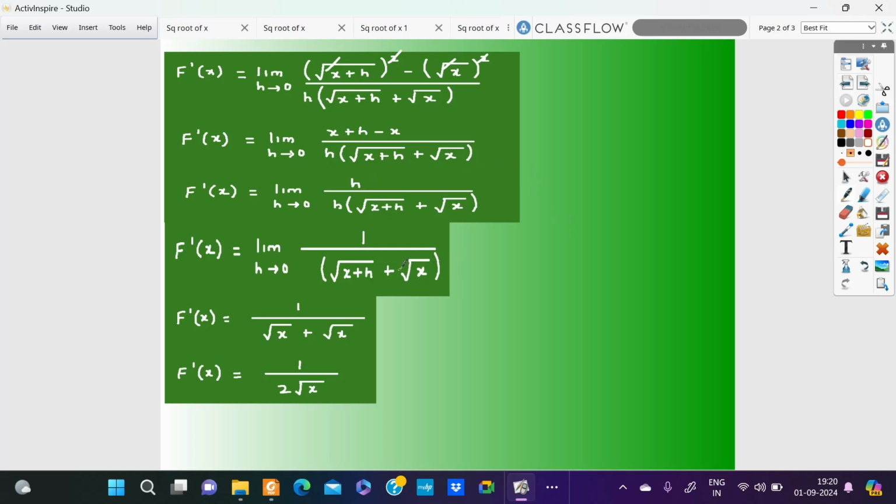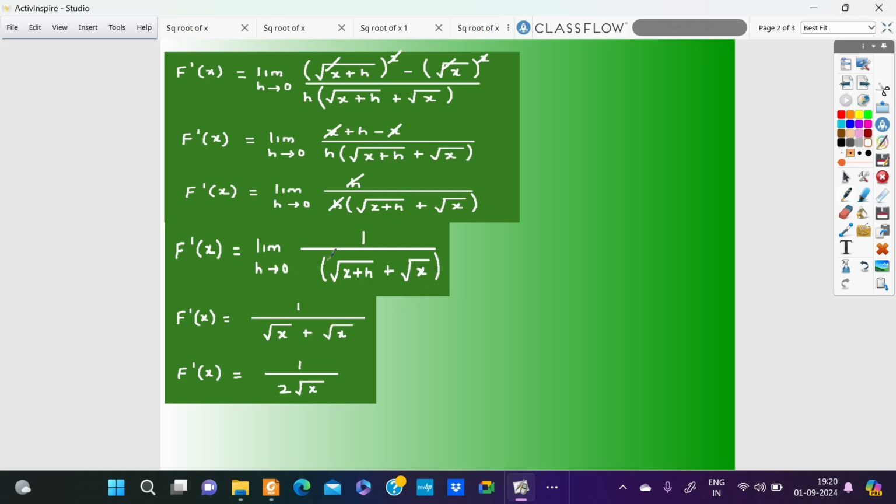Alright. Now f dash of x is equal to limit h tending to 0. I could just cross simplify this. Positive x and negative x becomes 0. Therefore, only h remains on the numerator and we have a complete product on the denominator. Therefore, I could just cross out this h here and h here. So finally, we have f dash of x is equal to limit h tending to 0 of 1 over square root of x plus h plus square root of x.